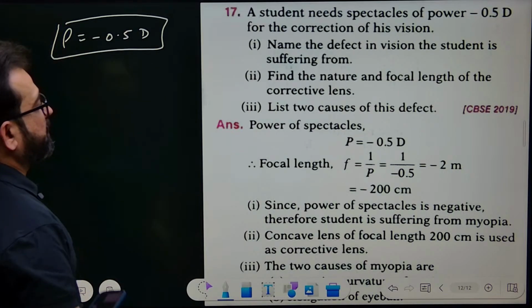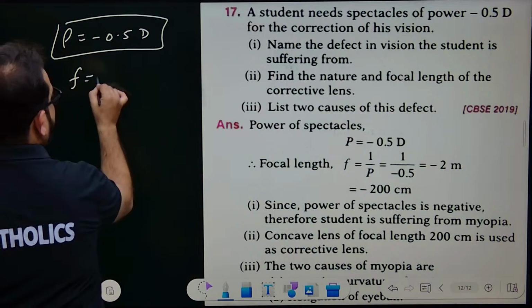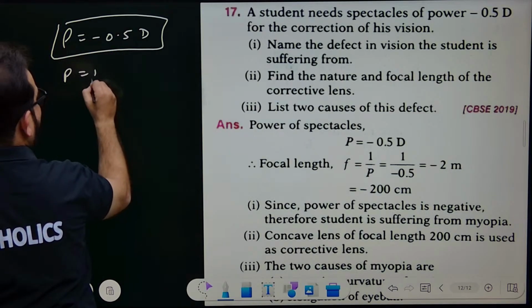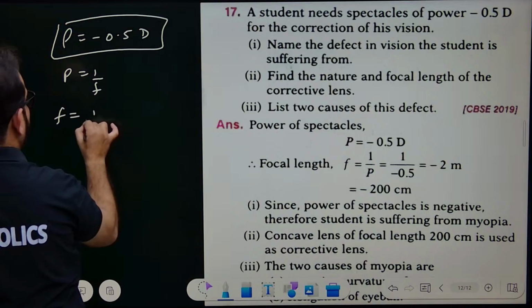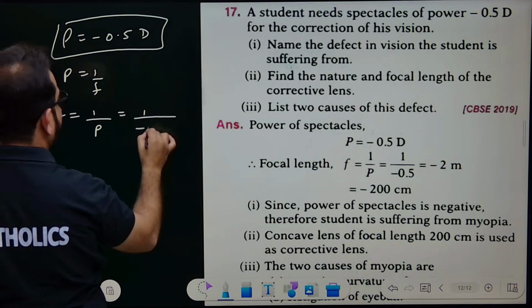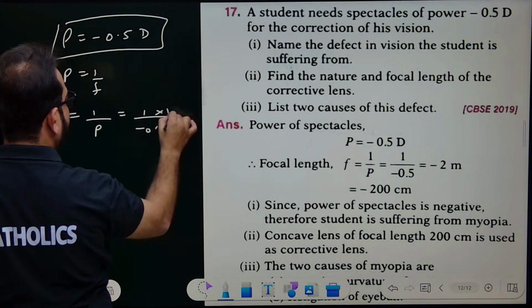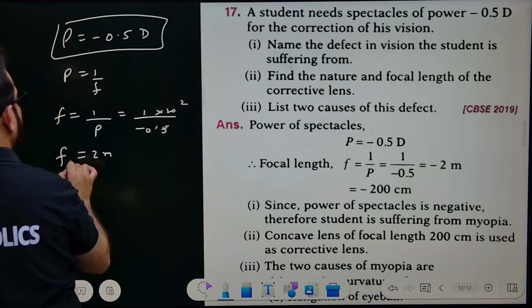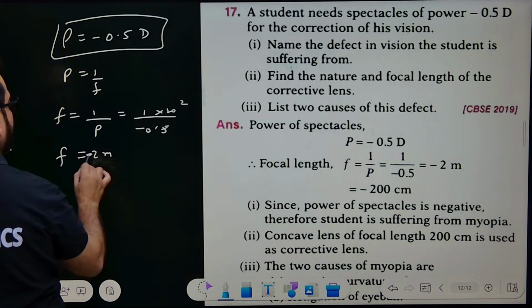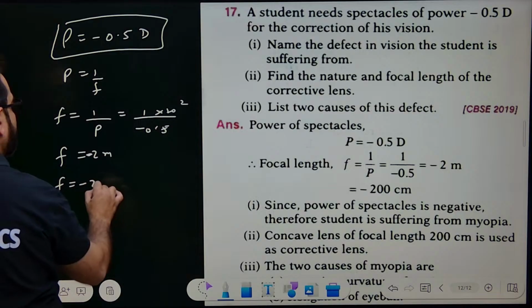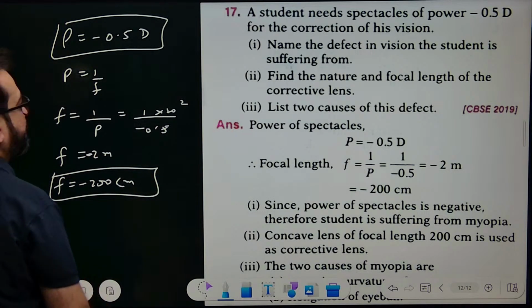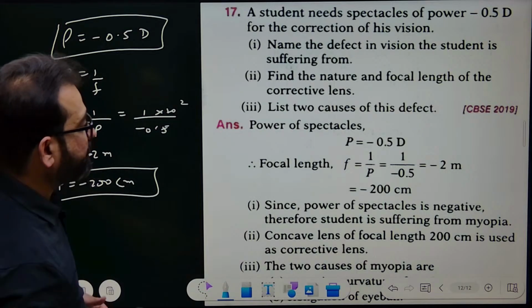So first we'll find F. P equals 1 by F, right? So F will be 1 by P, that is 1 by minus 0.5. Point five gone into 10, it is 2. That means it is 2 meters. Focal length is 2 meters, negative. That means F equals minus 200 centimeters. Yes or no? Focal length we calculated. So focal length is negative.